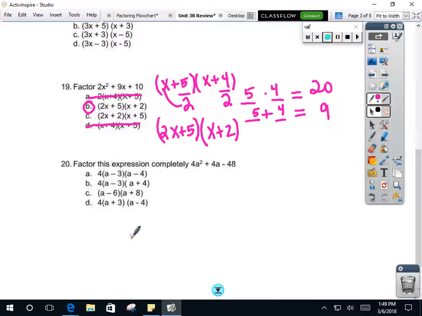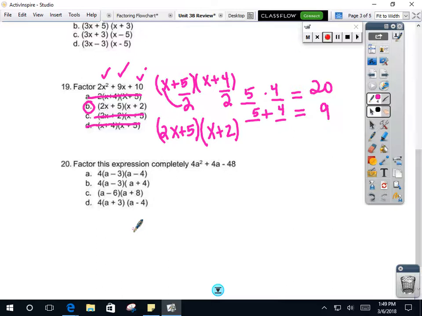Plus, look at C. If you did double distribute C, 2x times x would make the 2x squared, and 2 times 5 would make the 10. But when you do the outer terms, you get a 10x, and when you do the inner terms, you get a 2x. And 10x plus 2x is not 9x. When you do the outer and the inner for B, you get a 4x from the outer and a 5x from the inner, and those do add up to 9x.